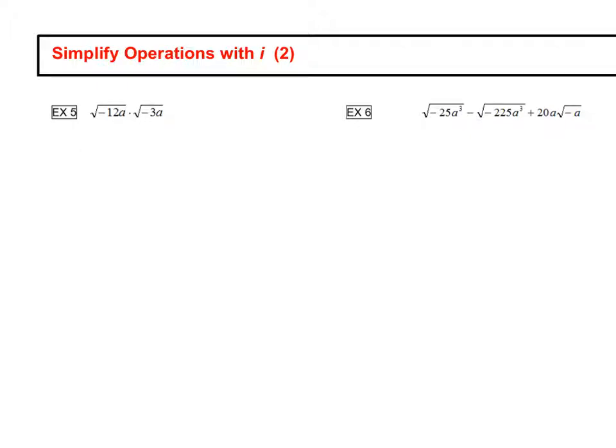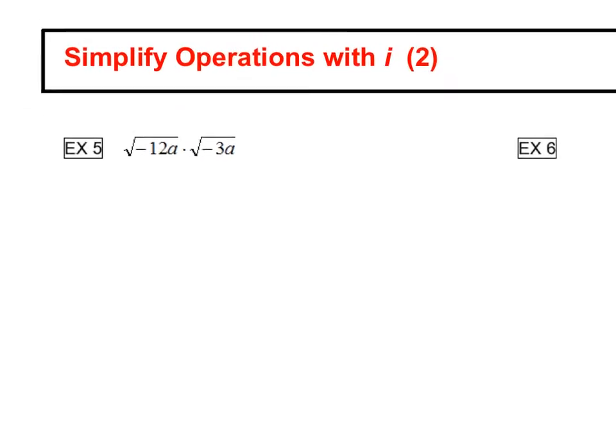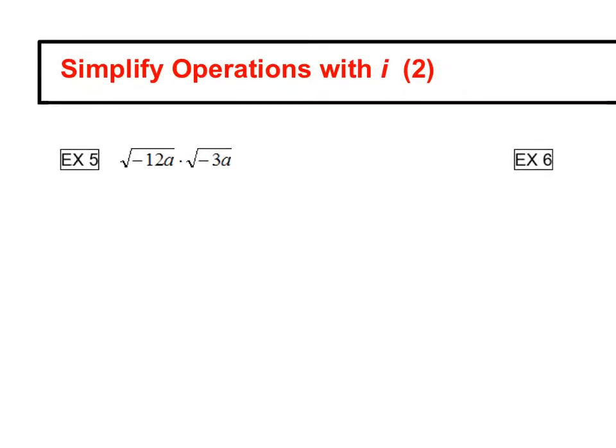Alright, so we're just working on kind of the same thing as the last video. Some addition, subtraction, multiplication, all involving i, so we can just keep practicing that. Alright, so example 5, we have the square root of a negative number times the square root of a negative number. So I'm just going to rewrite that.